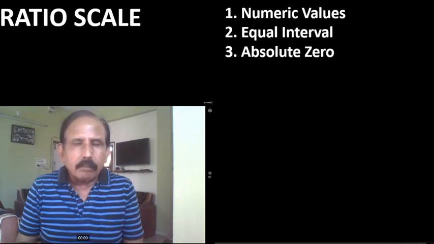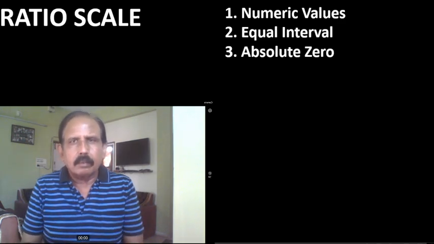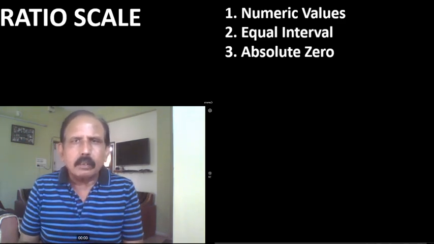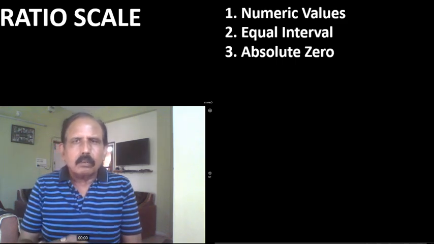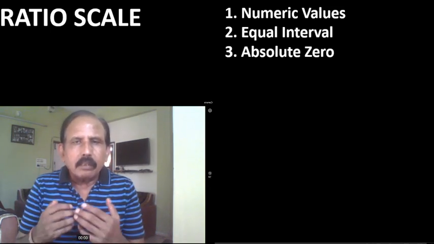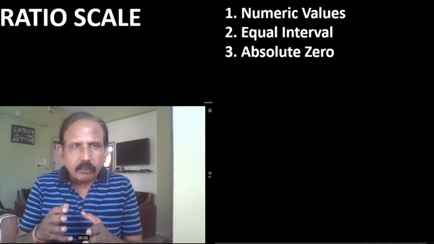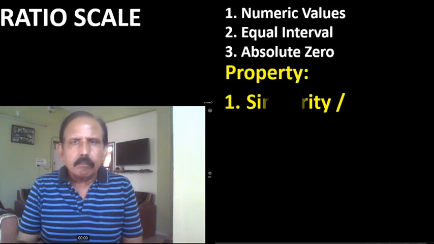Let us take an example. When I say that 0 kg of weight is there, it means nothing is there. When I say 0 kilometer distance is there, it means absence of distance is there. So 0 shows the absence of something. It does not depend on any factor. So this is the special feature of ratio scale. Now let us see the properties of the same.